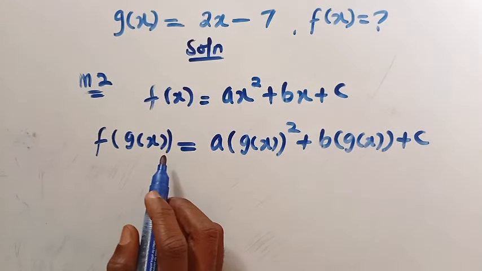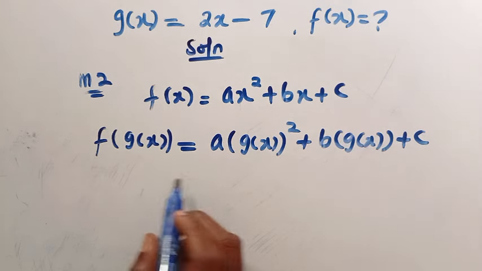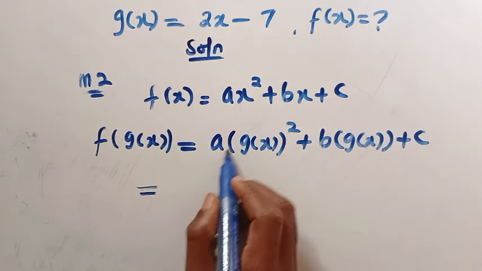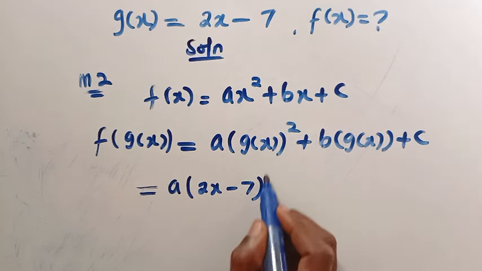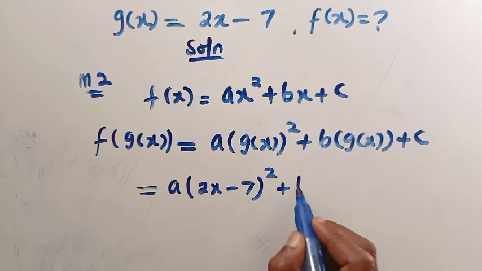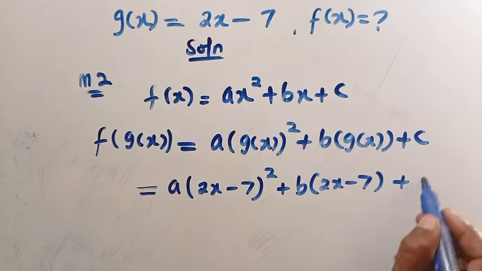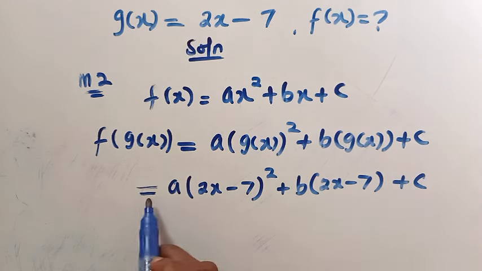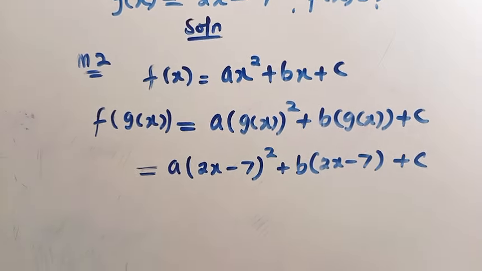Then replace g of x with 2x minus 7. So here we are going to have a into bracket of 2x minus 7 squared plus b into bracket of 2x minus 7, then plus c. And note that everything here will be equal to 4x squared minus 2x plus 1, which is the f of g of x.